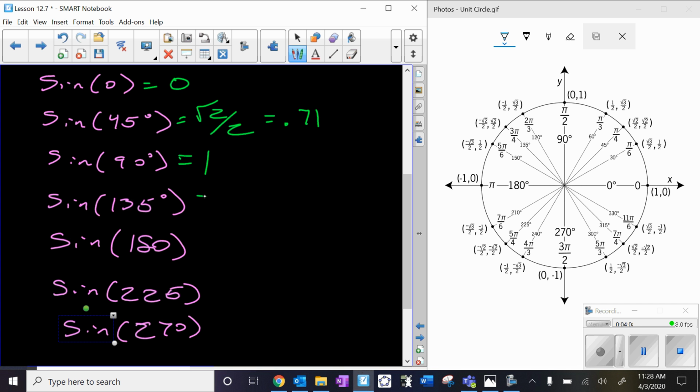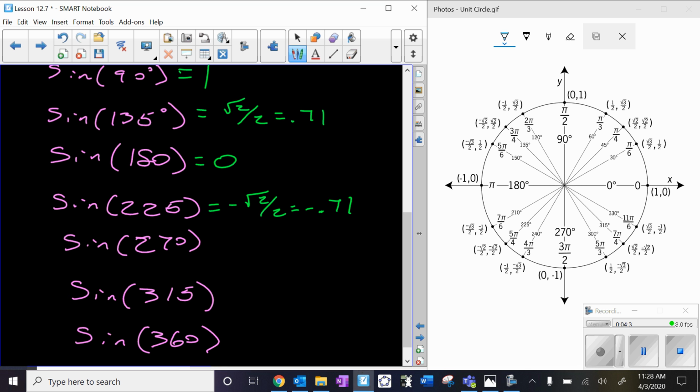For 135, our y value is square root of 2 over 2, which is 0.71 again. Sine of 180, the y value is 0. Sine of 225, we have negative square root of 2 over 2, which is negative 0.71. For 270, the y value is negative 1. For 315, negative square root of 2 over 2, which is negative 0.71 again. And then all the way back to 360, we are at a height of 0 again.